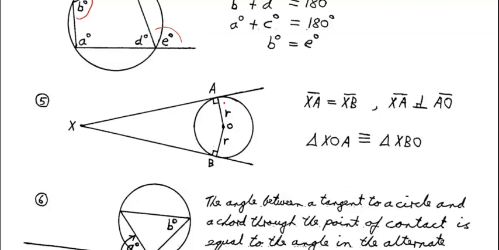And you'd expect then that this triangle here, triangle XOA, will be identical to triangle XBO.